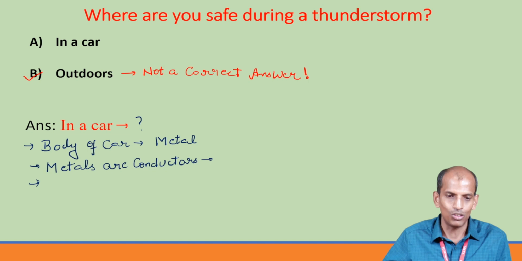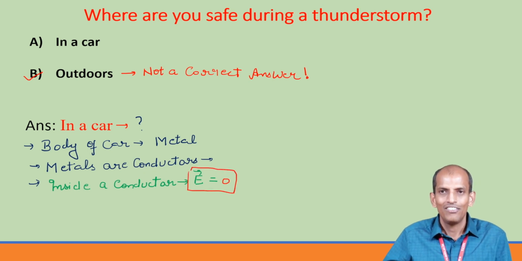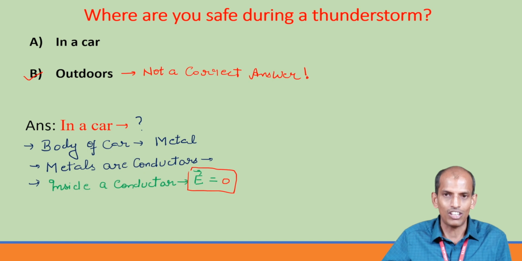The point you have missed out is that inside a conductor, as we just discussed, the electric field is zero. That's a very, very important point. So definitely, when there is a thunderstorm, lightning will happen, and if that lightning strikes the metal body of the car, the field inside will just become zero. So inside the car, you will remain safe, because our body can conduct electricity, but inside the car, you will remain safe.